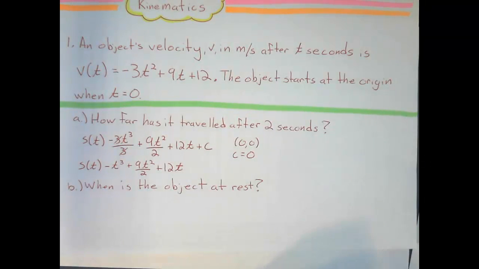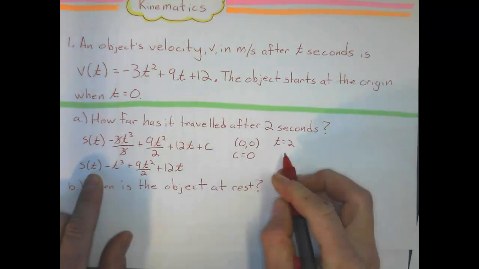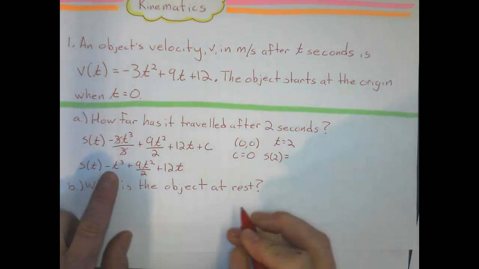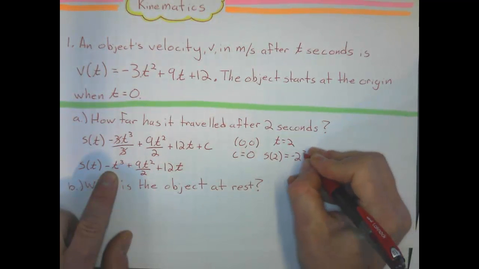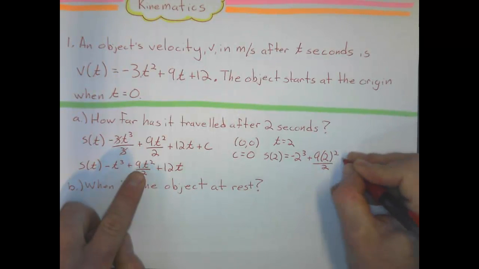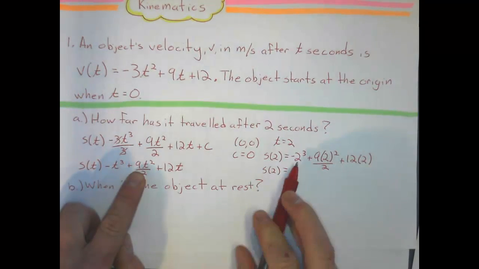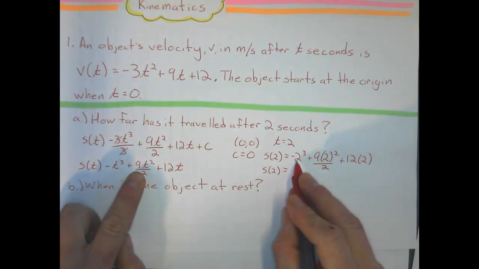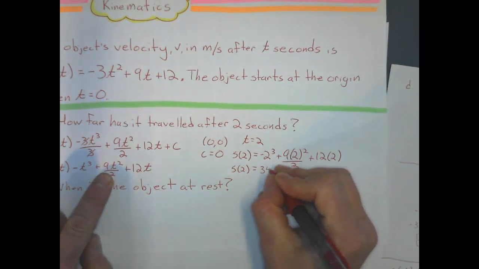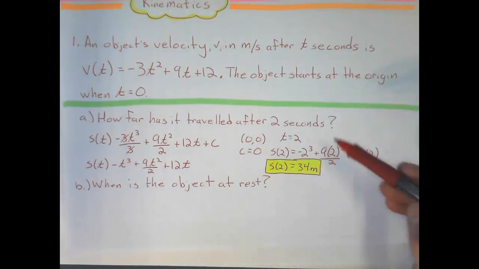All right, so after 2 seconds means t equals 2, and I substitute it into my displacement function. So s of 2 gives me negative 2 cubed plus 9 times 2 squared over 2 plus 12 times 2. When I work all this out, this gives me negative 8 plus 18 plus 24. I should get 34 meters here. So after 2 seconds, it's traveled 34 meters. That's what its displacement is.